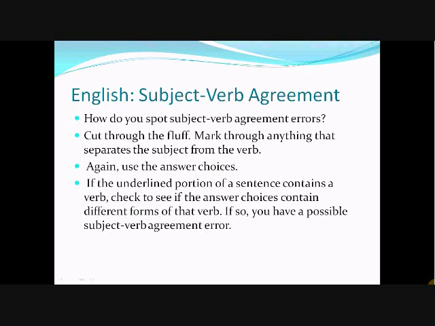How do you spot subject-verb agreement errors? You want to cut through the fluff. Mark through anything that separates the subject from the verb, and that can give you a clearer idea of what verb to use. And again, use the answer choices. If the underlying portion of a sentence contains a verb, check to see if the answer choices contain different forms of that verb. If so, you have a possible subject-verb agreement error.